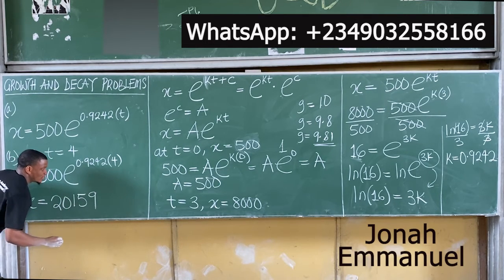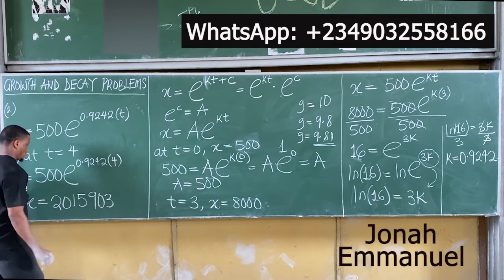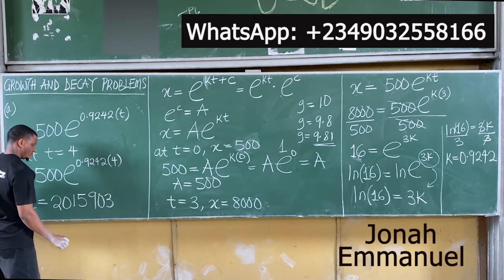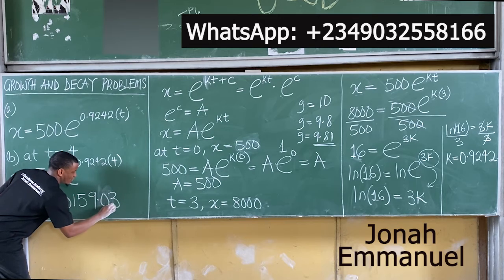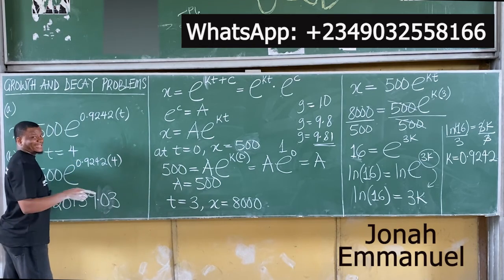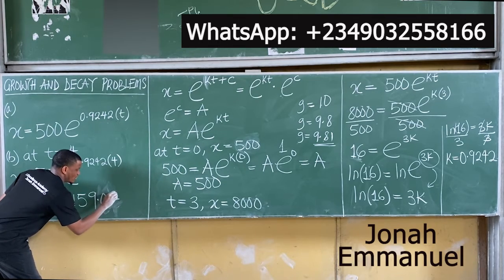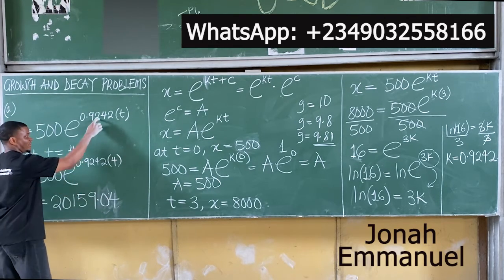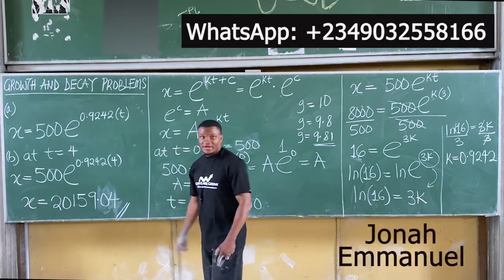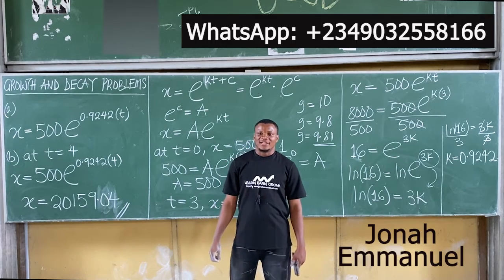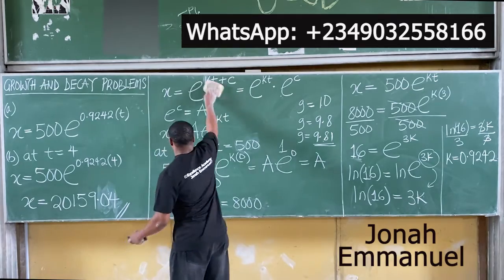20159. Hold on, 0.03. No, don't use 0.4. Oh, don't stress. 4 decimal places is what you're working with for this one now, not here. So that's my answer. So this is good. 20,159. All right, that's fine. So that's it.